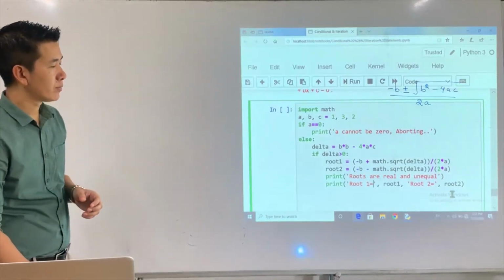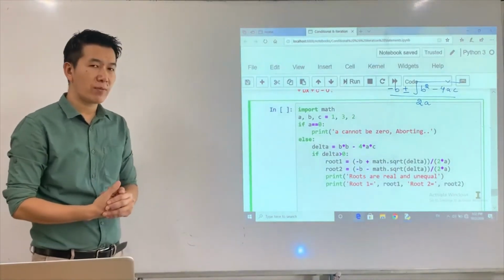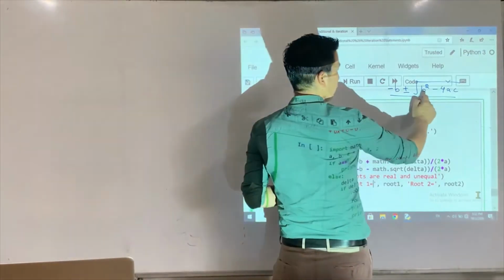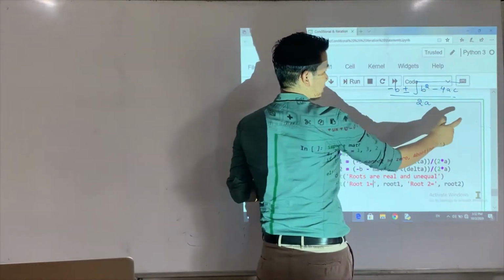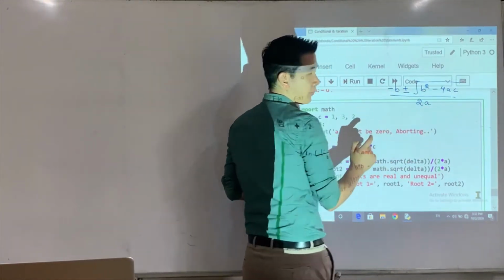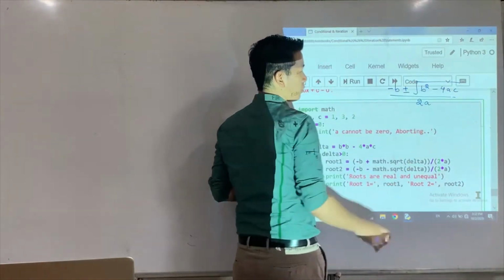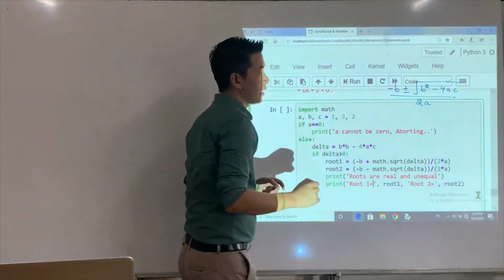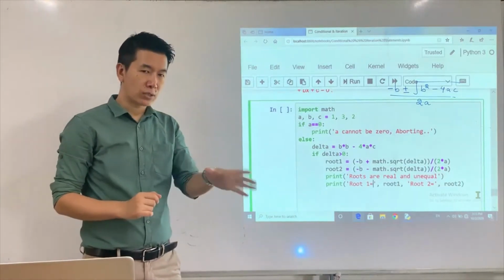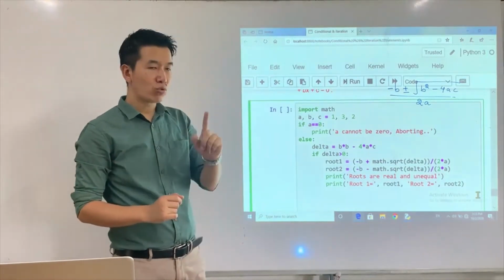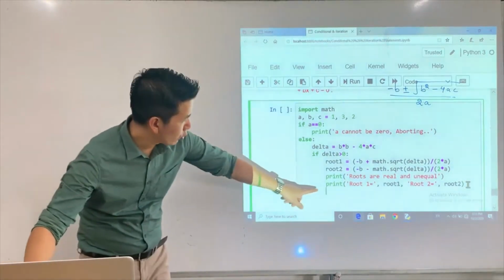Now the second option is if the value of delta is equal to 0. If it's equal to 0, what happens? If it's equal to 0, square root of 0 is equal to 0, right? So this whole thing will be cancelled and you'll be just left with minus b divided by 2a. If the value of delta is equal to 0, the whole thing will disappear and you'll be left with minus b divided by 2a, and you will have just one root value. It's real, but you will just have one root value. So I press enter and then I need to come here, right?